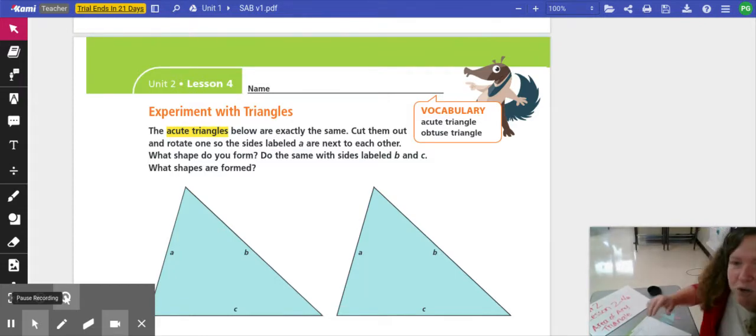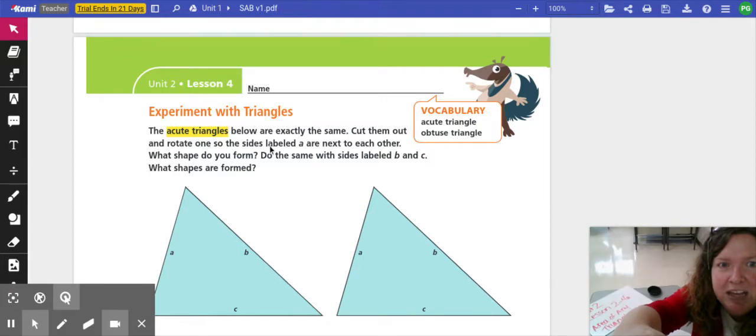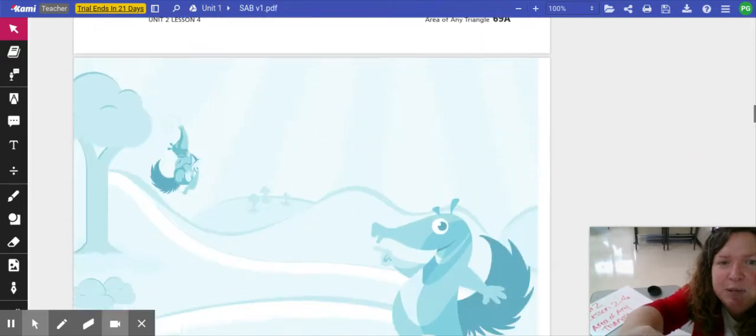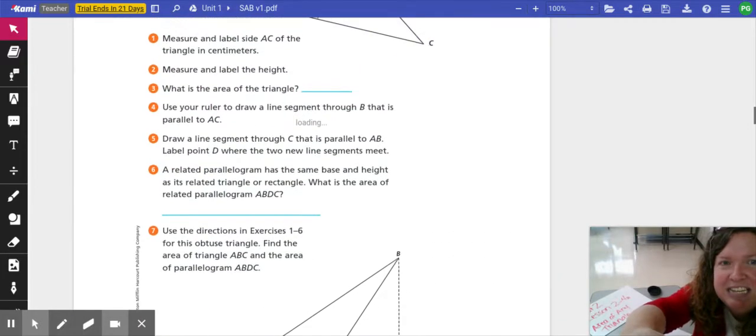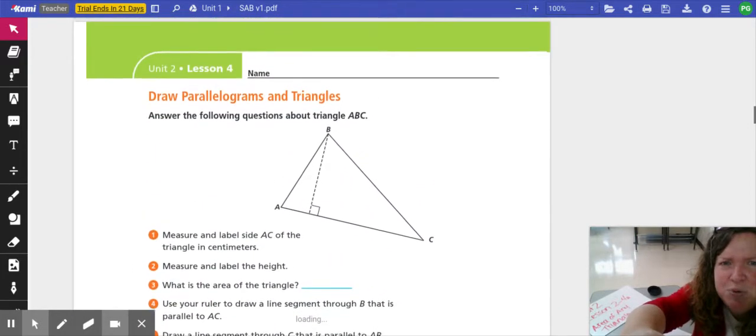So please turn with me now in your book to the next page. So have your book open to page 69, and this is a tricky one.